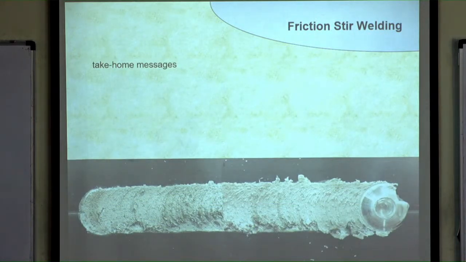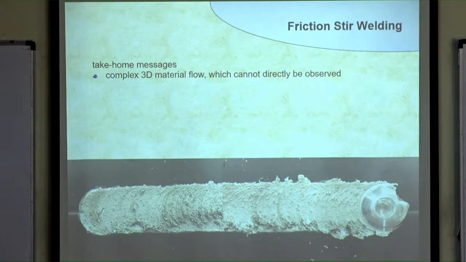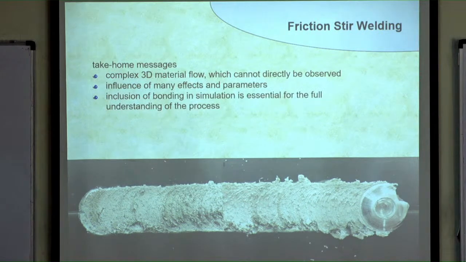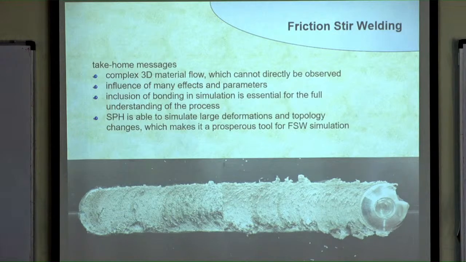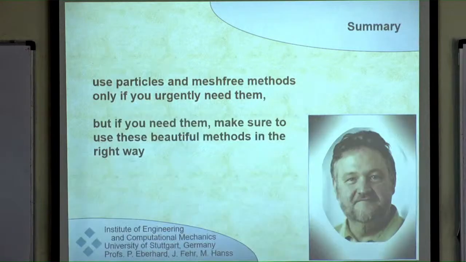Some take-home messages. Below you can see one of these friction stir welding bonds. Very high quality, quite a simple process, a little bit difficult to find the parameters. It's a complex 3D material flow, and you cannot observe this because everything is in this friction zone, which is hidden, so you cannot use a camera, for example. Many effects and parameters are influencing this. The bonding is the important effect, which you definitely need to consider besides plastic material. And then you can do very nice simulations, which agree very well with reality.